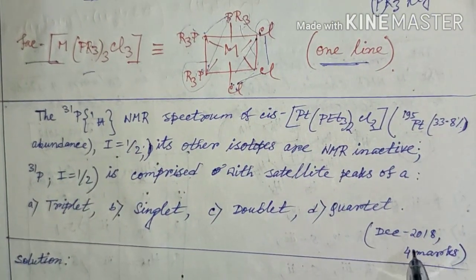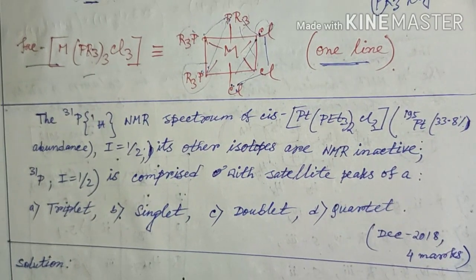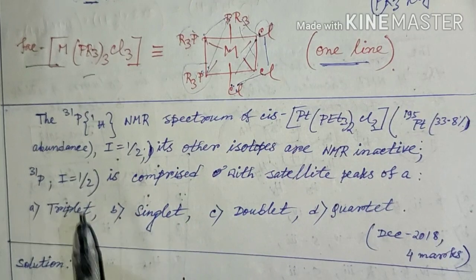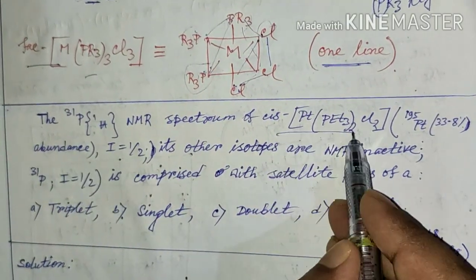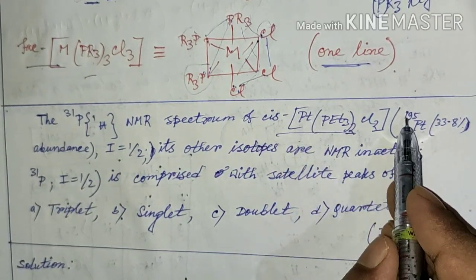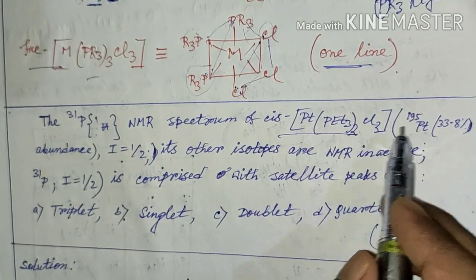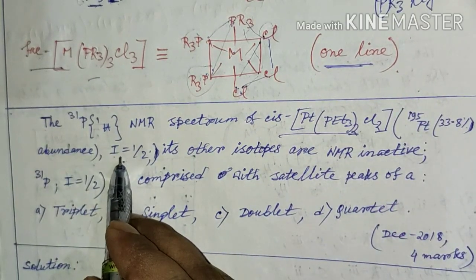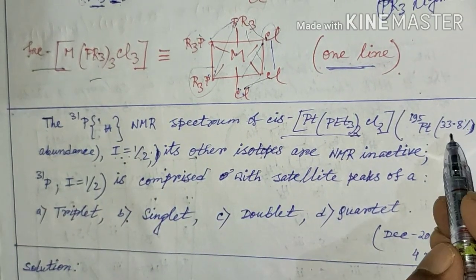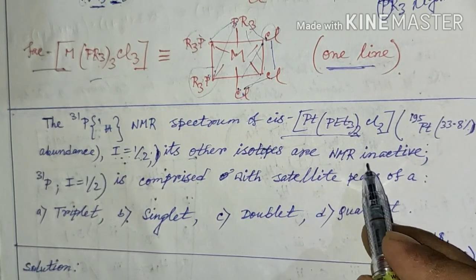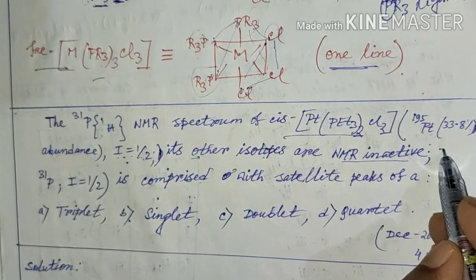It also came in December 2018 and it is asked for 4 marks. We have to carefully understand the question. It is given that in the 31P proton decoupled NMR of this complex, platinum 195, 33.8%, is NMR active, that is for which I is equal to half, and its other isotopes, that is the remaining 66.2%, are NMR inactive, that is for them I is equal to 0.